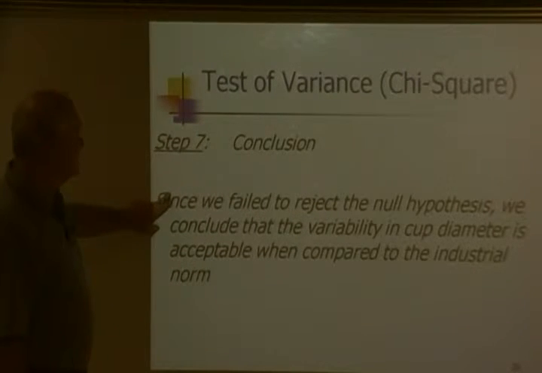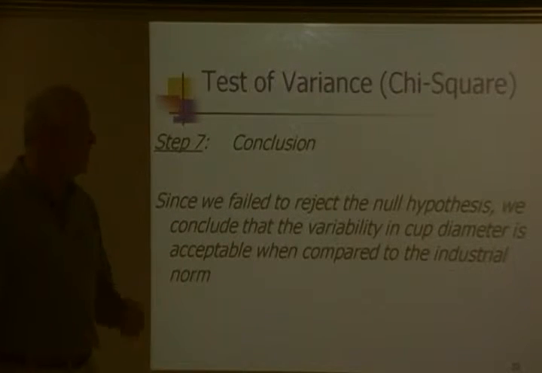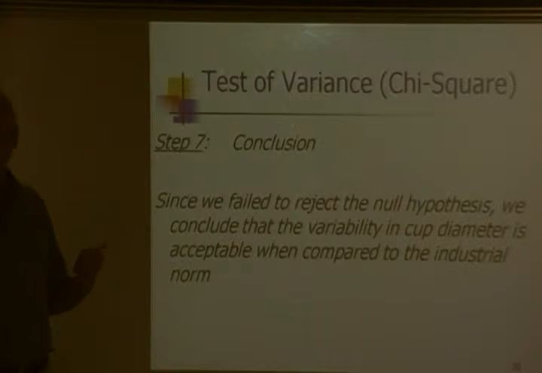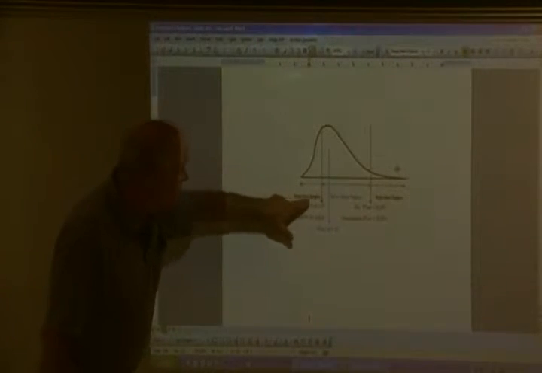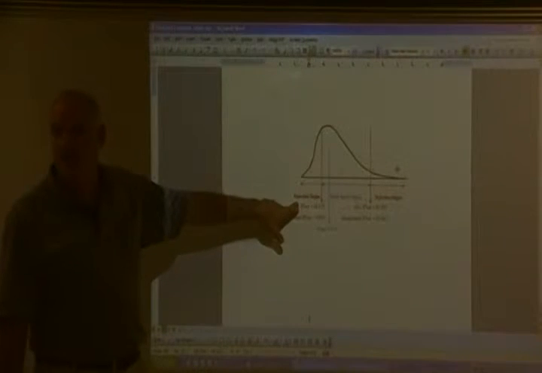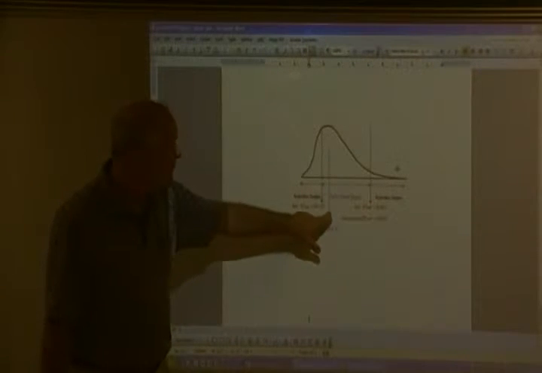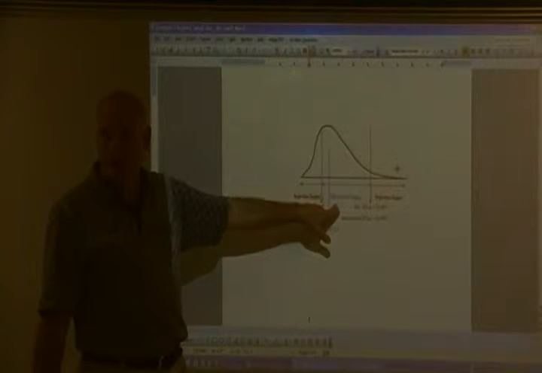So our conclusion is, since we failed to reject the null hypothesis, we conclude that the variability in cup diameter is accepted when compared to the industrial norm. So notice that 9.23 does not fall below the 8.826. Okay, it falls in the fail to reject region.